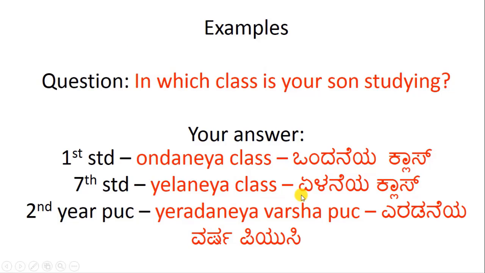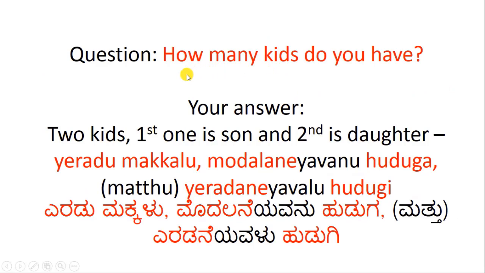If someone asks you how many kids do you have, you can say 2 kids. First one is son and second is daughter, in English. In Kannada you can say ಎರಡು ಮಕ್ಕಳು, ಮೊದಲನೆಯವನು ಹುಡುಗ ಮತ್ತು ಎರಡನೆಯವಳು ಹುಡುಗಿ. Now ಎರಡು means 2, kids ಮಕ್ಕಳು.